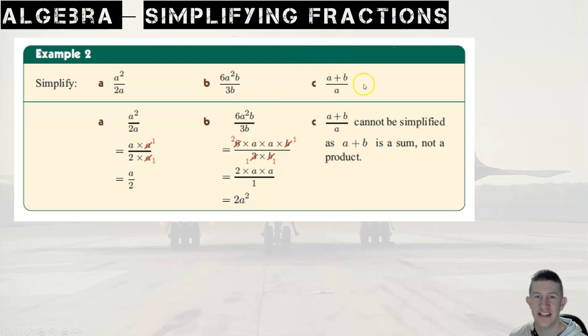The last one is the a plus b on a. This cannot be simplified because we've got a sum on the top, not a product. We can only simplify fractions where there's a multiplication there, not addition, because this is not the same as this, so we cannot cancel that out. So that is as simple as it can be.